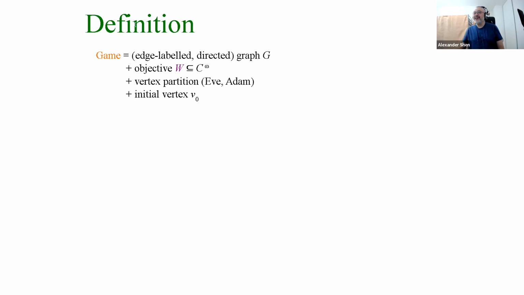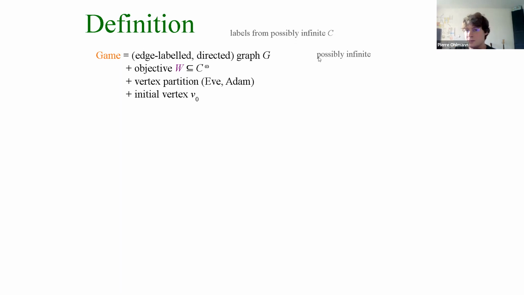Thanks. Yeah. So a game is a directed graph with labels on the edges. So the labels come from a certain specified set C of colors. And C is possibly infinite. There's no assumption. Also, the graph is possibly infinite. It's actually quite important that we consider infinite game graphs.